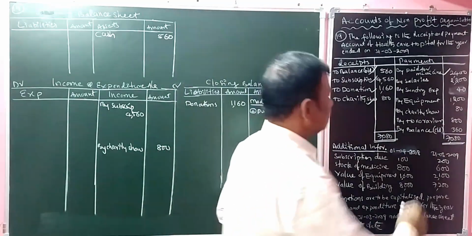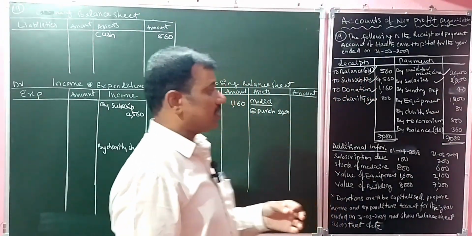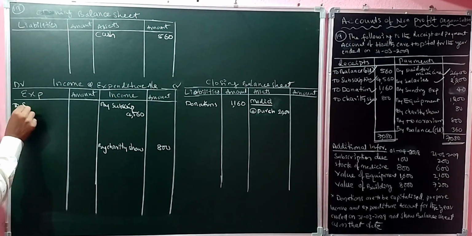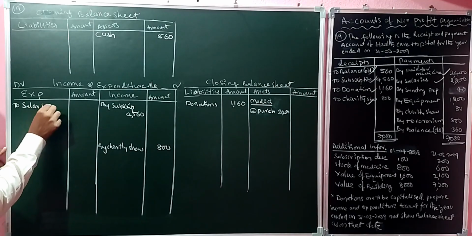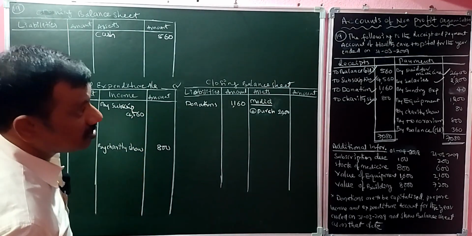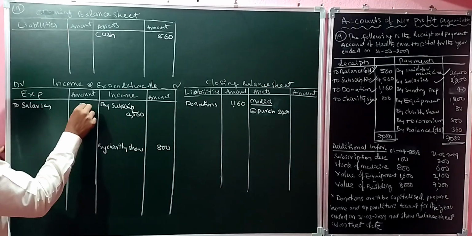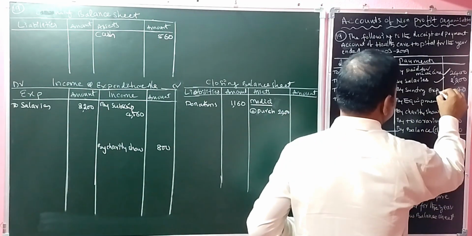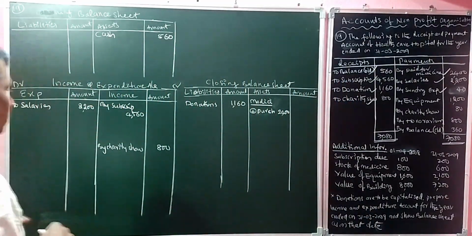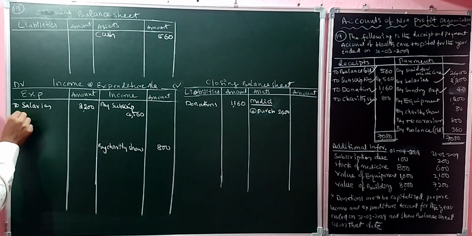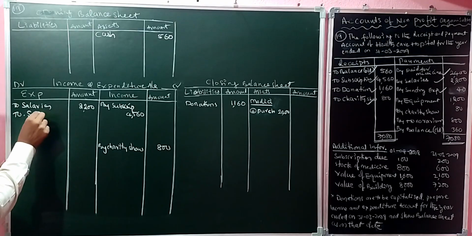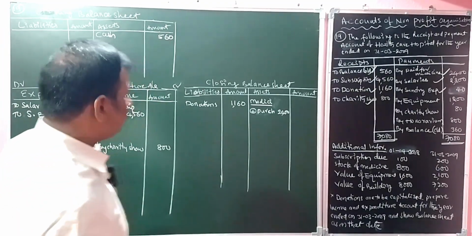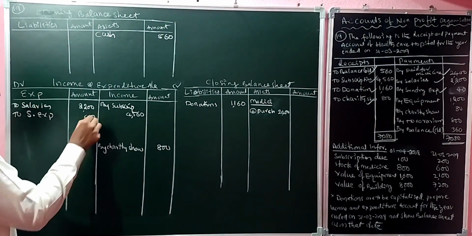Next, salaries. Salaries are taken on the payment side, the expense side, so write to salaries. The salaries value given is 2200. Right. Next, sundry expenses, which are also taken on the expense side. The value is 40 rupees only.